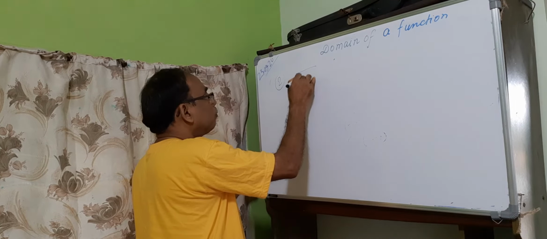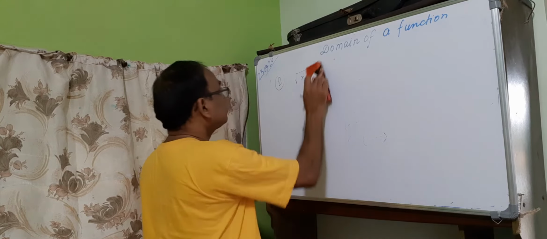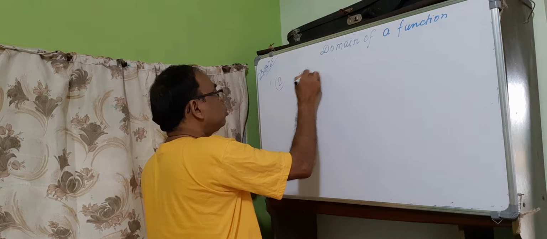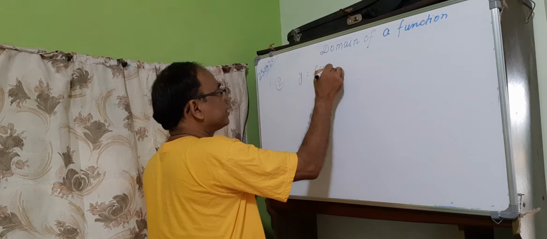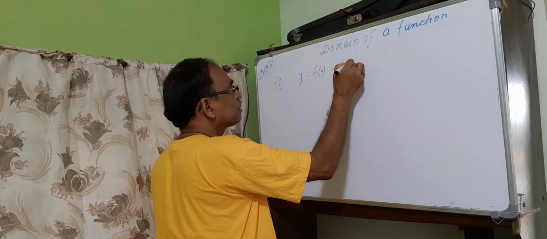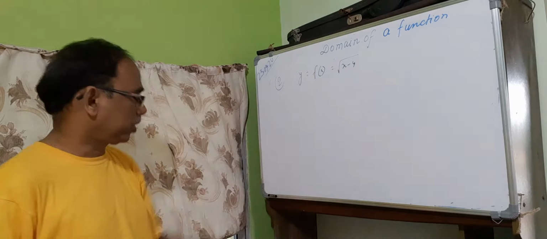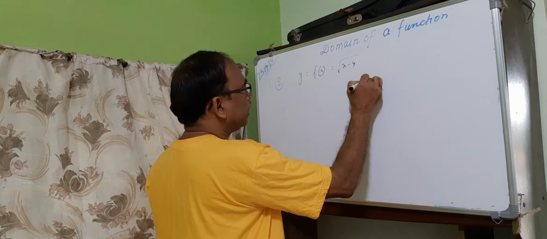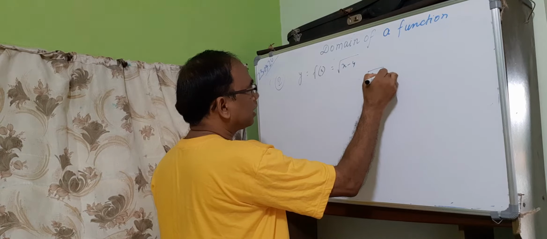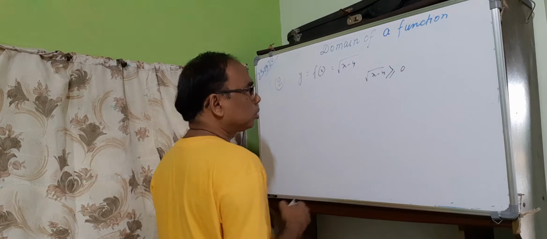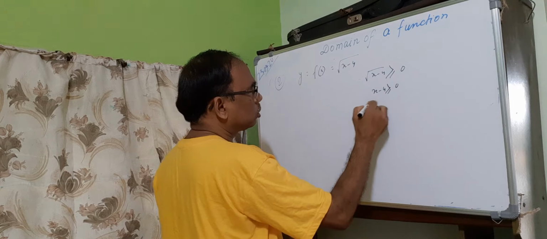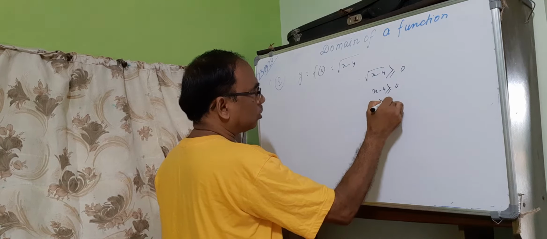y equals f(x) equals root over x minus 4. In this function, what will be the domain? I told you the second rule. In this case, root over x minus 4 should be greater than or equal to 0. Squaring, x minus 4 should be greater than or equal to 0. That is, x is greater than or equal to 4.